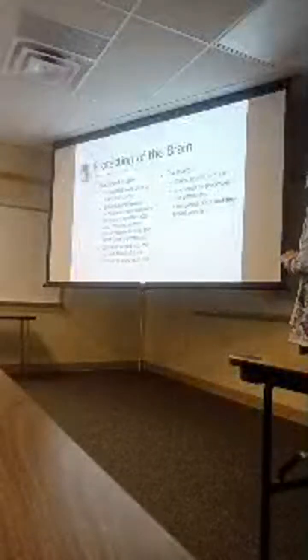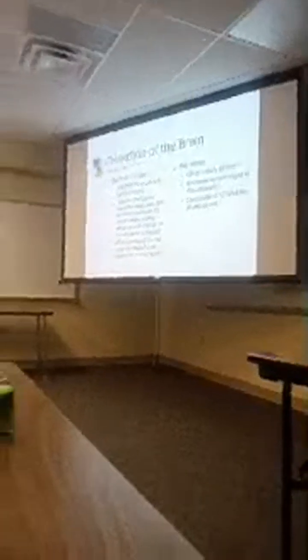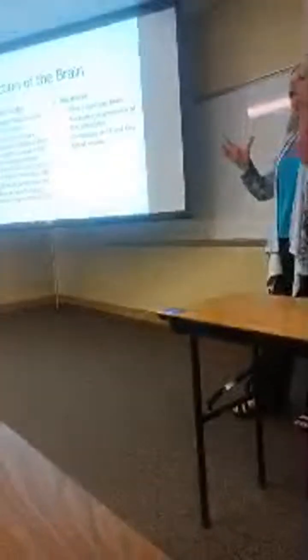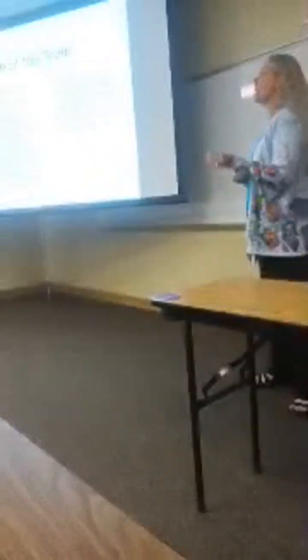The subarachnoid space is between the arachnoid mater and the pia mater, and as we learned, the subarachnoid space is going to have CSF, cerebrospinal fluid, and this is going to help float the brain, float the spinal cord within their cavities, whether it's the cranial cavity or the vertebral cavity.